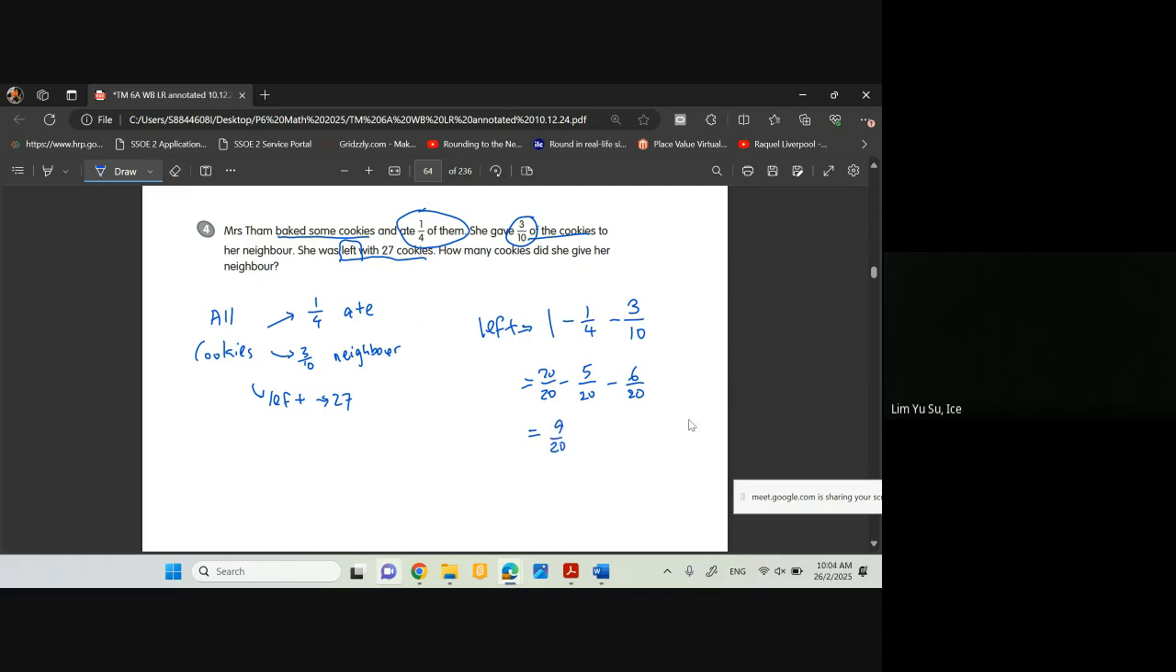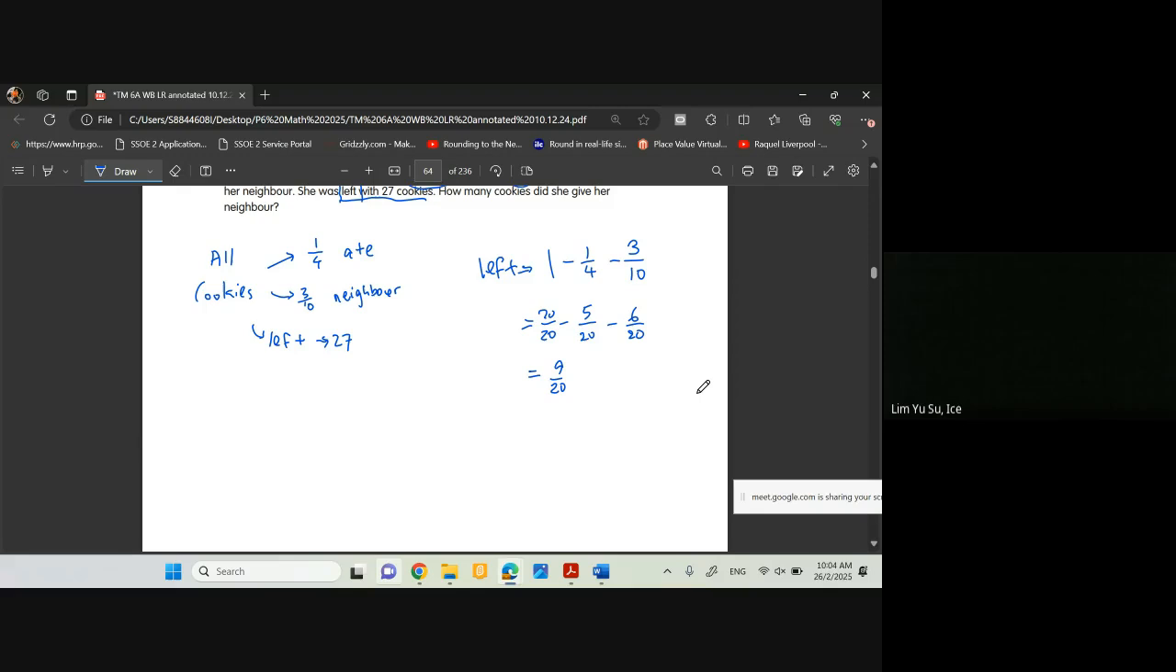Okay, then we can use the equivalents like rates, like how we used to do it with rate. I remember strongly in primary 5, you can do the equivalent method just like rate. So 9 out of 20 of the container is of all cookies. Let's see, left, this is 27. So 1 out of 20 will be 3. That's right. Now 27 divided by 9.